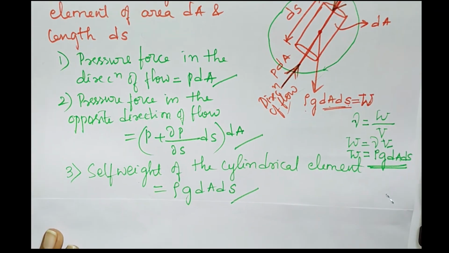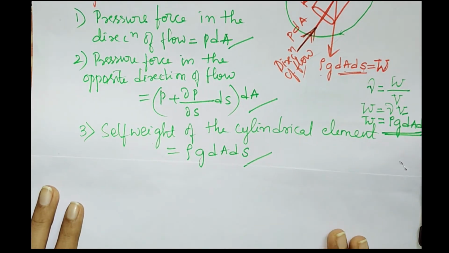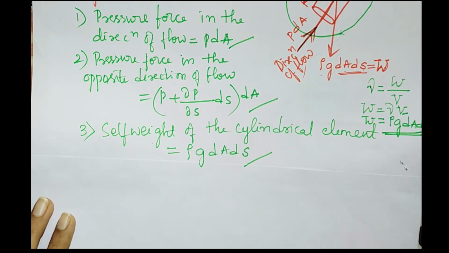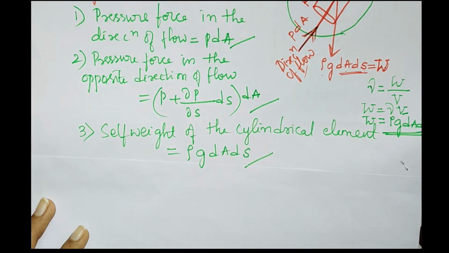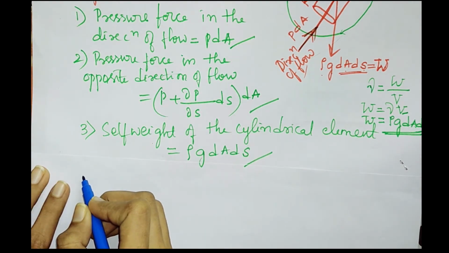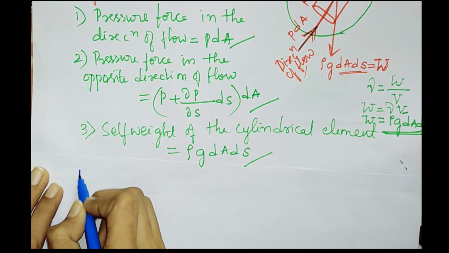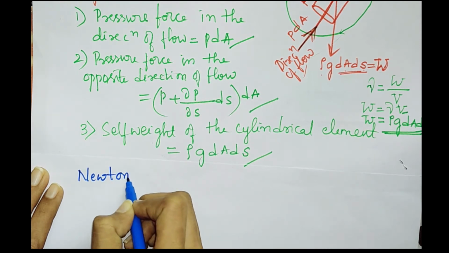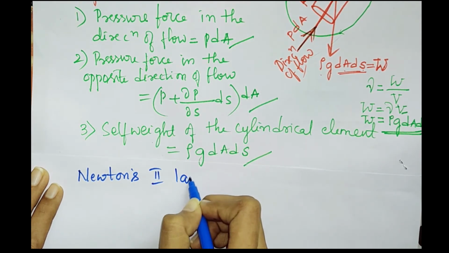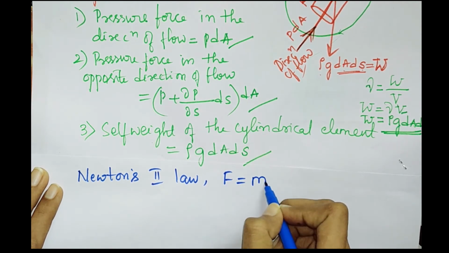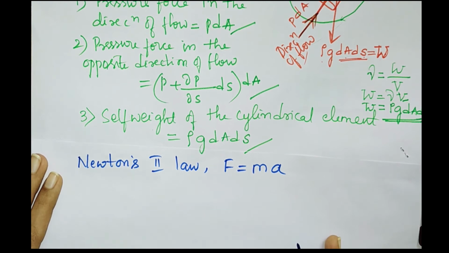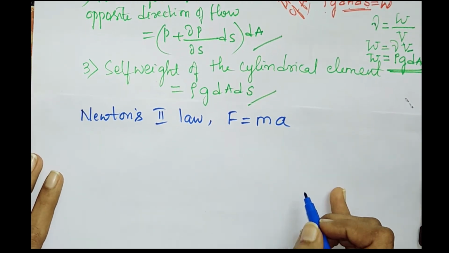Now we have to consider the equilibrium of forces along the s direction. We have considered the flow to be in the s direction. After that, whatever equilibrium of forces we consider, we are going to substitute in Newton's second law. What is Newton's second law? We know Newton's second law is force is equal to mass into acceleration.